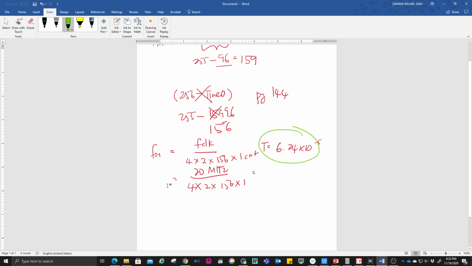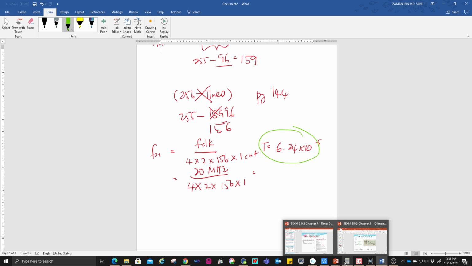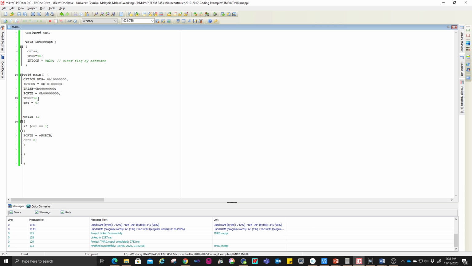So the difference just now is that we were not changing the timer 0 value, which by default starts from 0. But now we are changing it to 96, which means we don't want to start from 0, but from 96. So the difference is that the value counting is starting from 96 to 255. So it's a bit different.